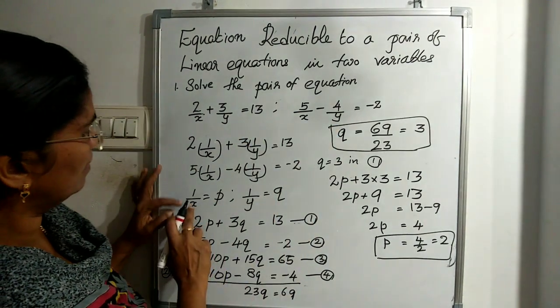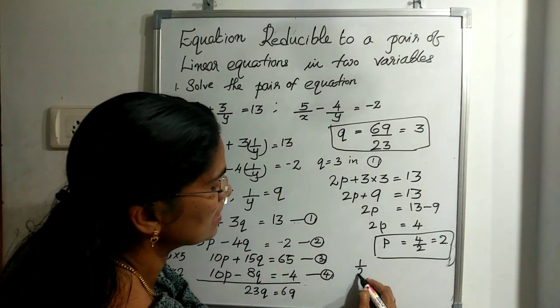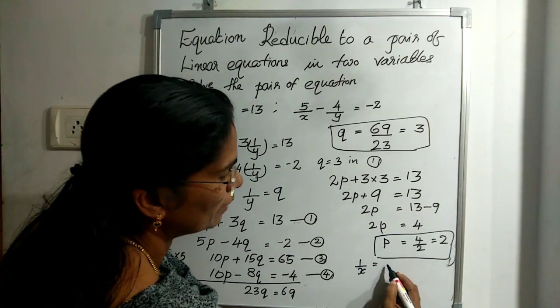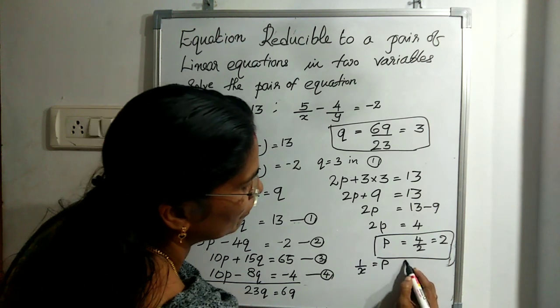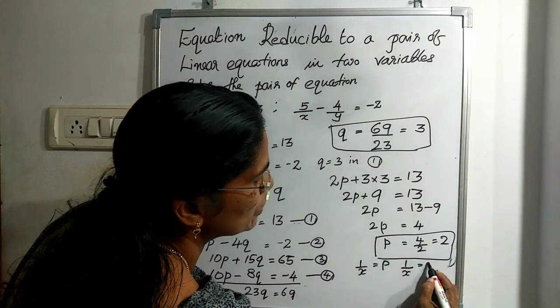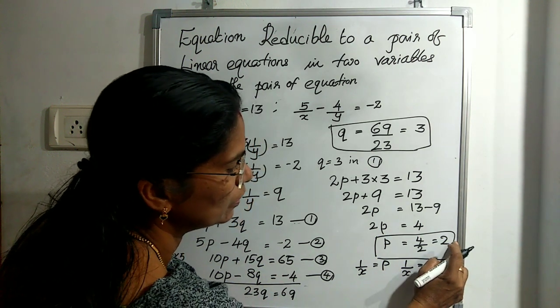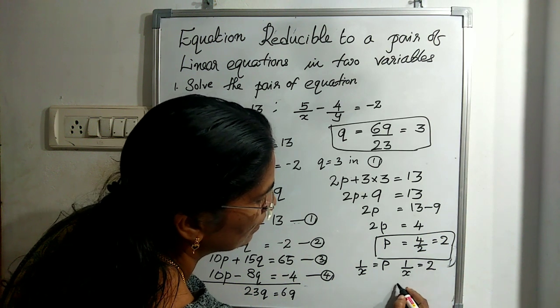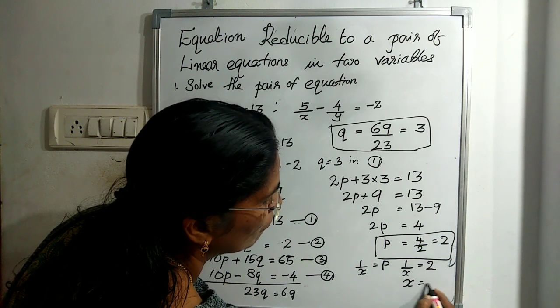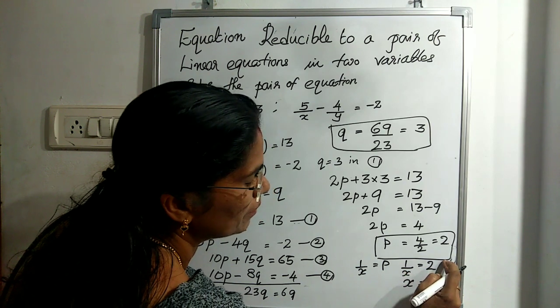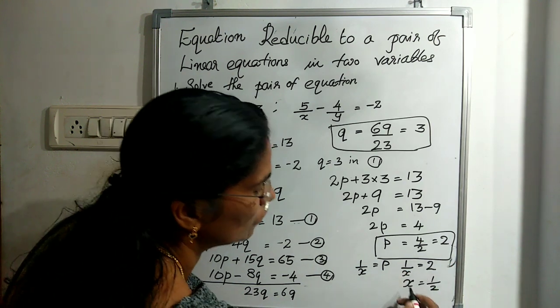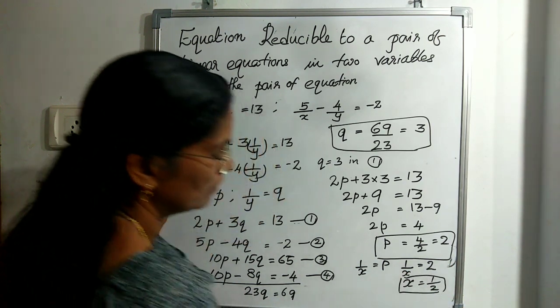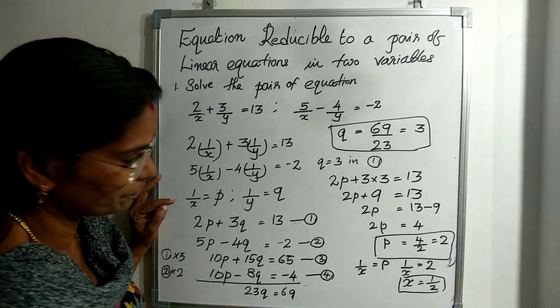So what is x? 1 by x, as we substitute p, so 1 by x is equal to p, or we can write 1 by x is equal to 2. Instead of p, we are writing 2. So what will be x? Just cross multiply. Then x is equal to 1 by 2. x is coming there and 2 is coming here. So x is equal to 1 by 2. And we have to find the value of y.